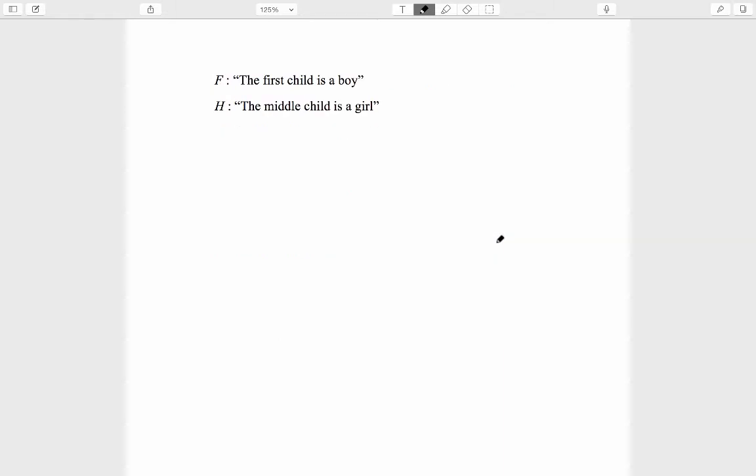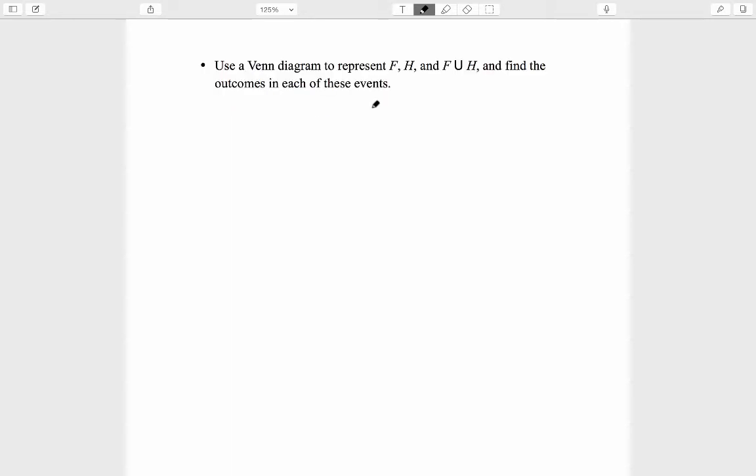Some other more interesting events we can think about are F, the first child is a boy, and H, the middle child is a girl. What we're about to do next is really important. Use a Venn diagram to represent F, H, and F union H, and find the outcomes in each of these events. First of all, what is a Venn diagram?